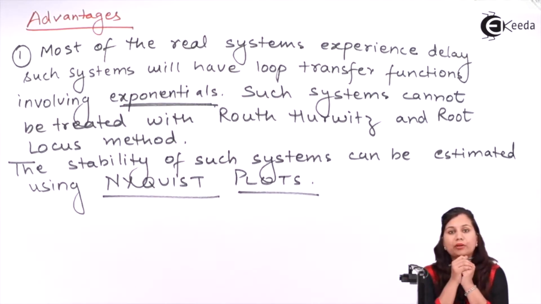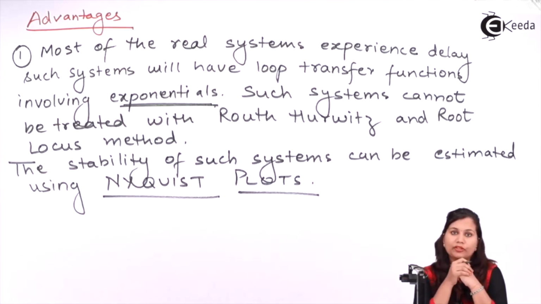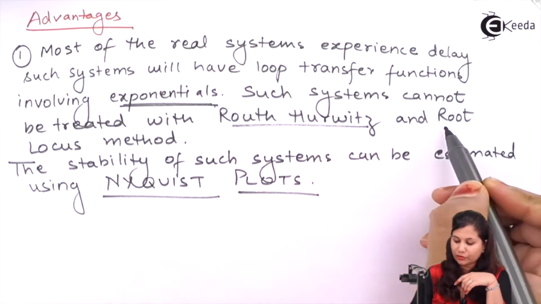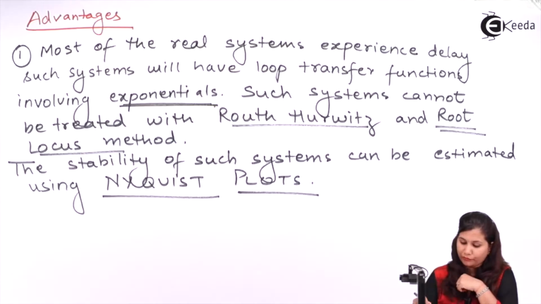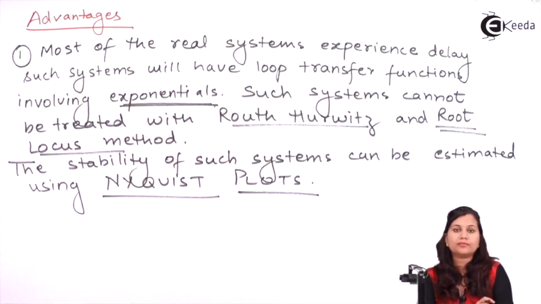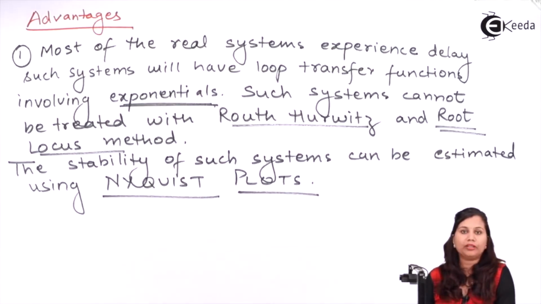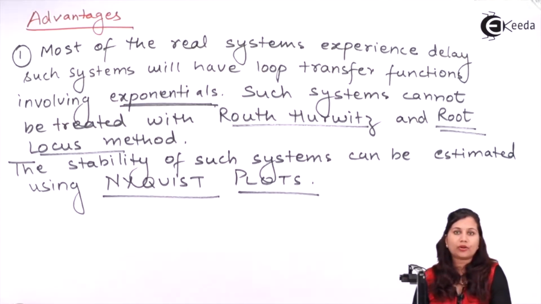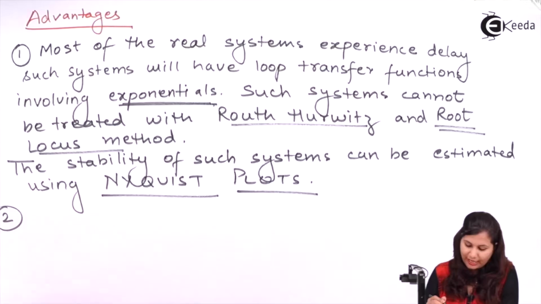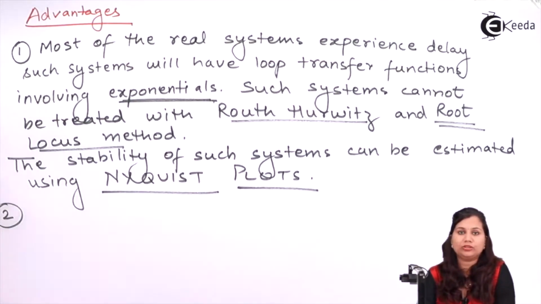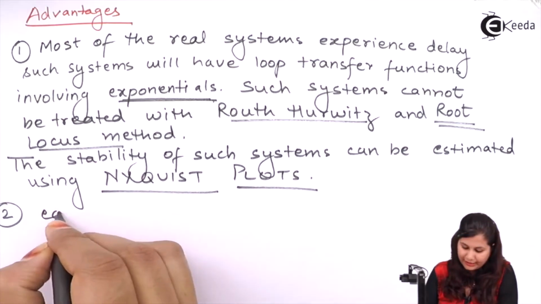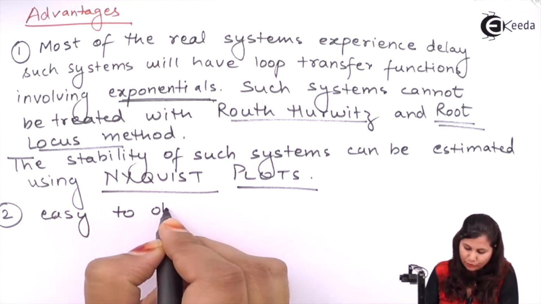Because the Nyquist plot is based upon the frequency response of the system, whereas Routh-Hurwitz and root locus are based upon the time domain analysis of the system. So for systems having exponential terms in their response, the Nyquist plot can be used to find out the stability. So this was the first advantage of the Nyquist plot. The second advantage is that it can be easily obtained when we are using computerized methods. Using computers we can easily find out the Nyquist plot of a system. So the second advantage is that it is easy to obtain.